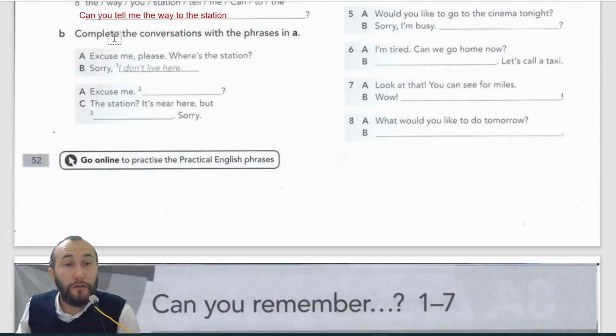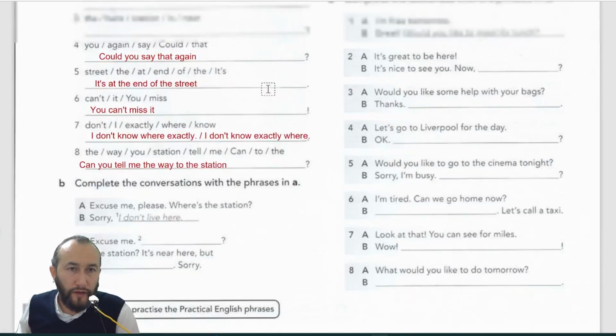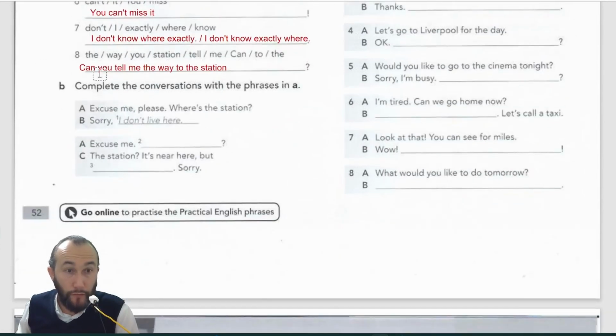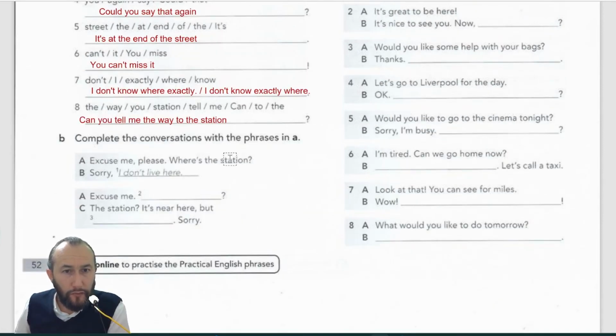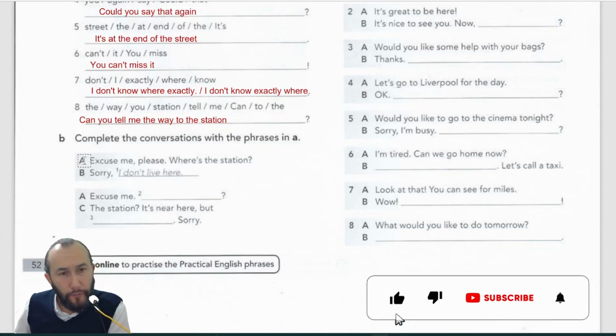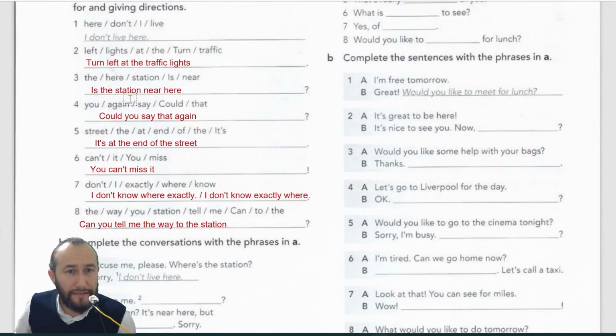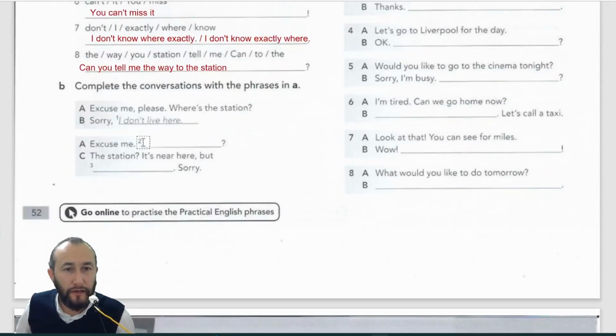Exercise B is asking us to complete the conversations with the phrases in A. So we've got these phrases set up, all done now. So now we need to use these phrases in exercise B. Conversation, obviously. A is asking, excuse me, please, where is the station? B is saying, sorry, I don't live here. And then now A, the same person, is asking another guy because B said, sorry, I don't live here, right? So now A is asking, excuse me. So we're going to use number 3. Is the station near here? Let's write it down. So excuse me, is the station near here?